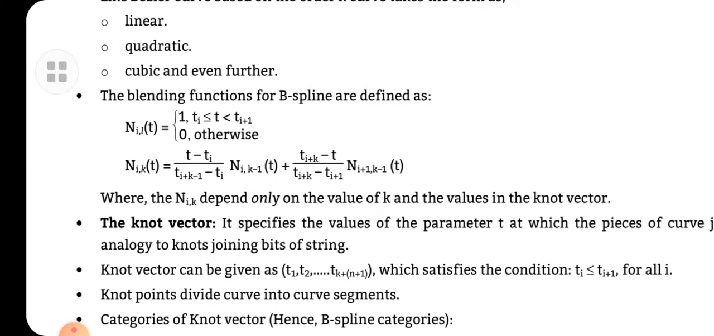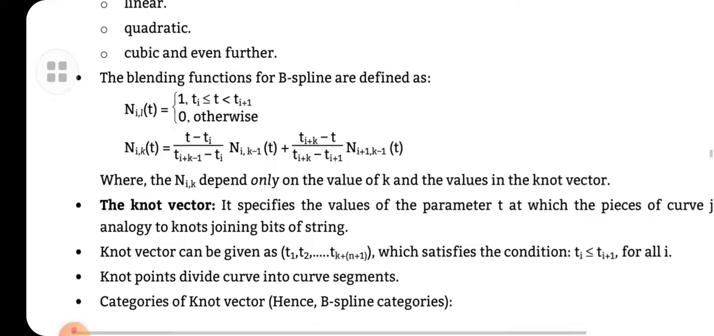So N i,1 of t is equal to 1 if t i is less than or equal to t, which is less than t i plus 1, or 0 otherwise. N i,k of t is equal to (t minus t i) over (t i plus k minus 1 minus t i), and so on. And here the knot vector is there.